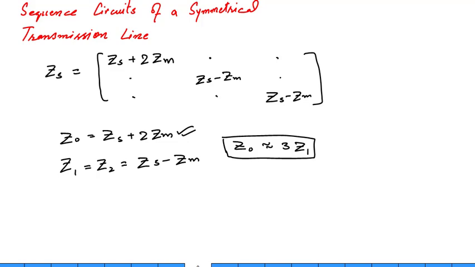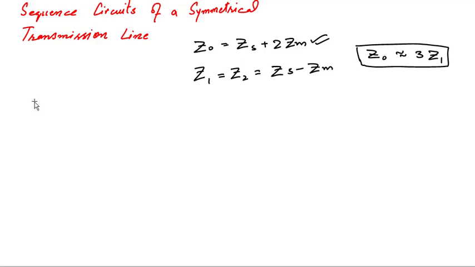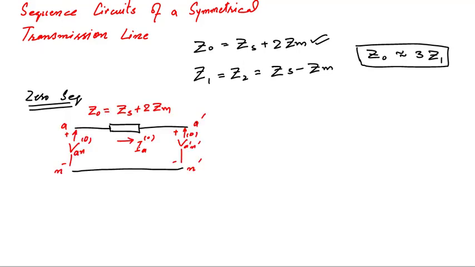Now we are going to draw the sequence equivalent circuit of the transmission line with the help of these three sequence impedances. Starting from zero sequence, this is the zero sequence equivalent circuit of the transmission line between point A and A prime, and the other conductor is the return path N to N prime. Here we can see the return path has become an ideal conductor, but originally the return path also has a self impedance and mutual coupling with the phase conductors. So what had happened to the neutral conductor? Because we have added the effect of the neutral conductor into the impedances Zs and Zm in our definition.